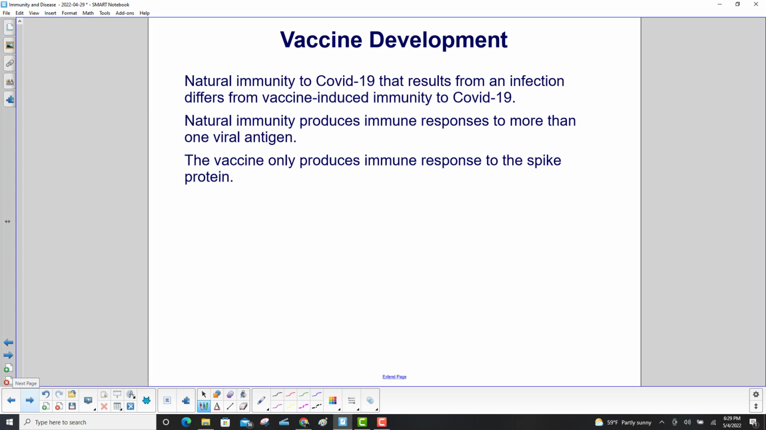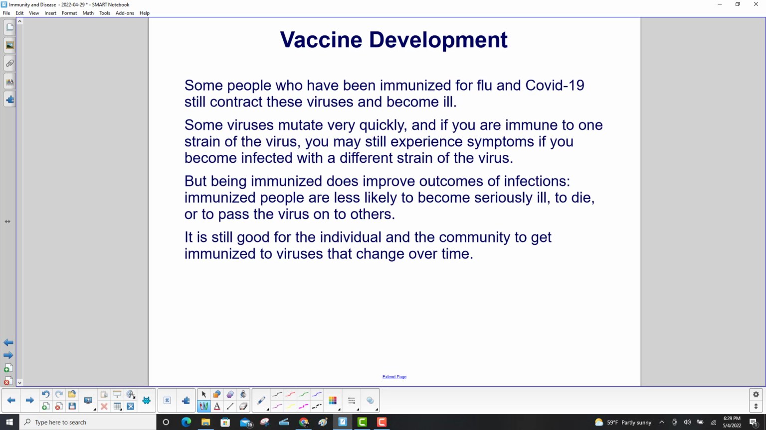Natural immunity to COVID-19 that results from an infection differs from vaccine-induced immunity to COVID-19. Natural immunity produces immune responses to more than one viral antigen. The vaccine only produces an immune response to the spike protein. Some people who have been immunized for flu and COVID-19 still contract these viruses and become ill. Some viruses mutate very quickly, and if you are immune to one strain of the virus, you may still experience symptoms if you become infected with a different strain of the virus. But being immunized does improve outcomes of infections. That's very critical. Immunized people are less likely to become seriously ill or die, or to pass the virus on to others. It is still good for the individual and the community to get immunized to viruses that change over time.